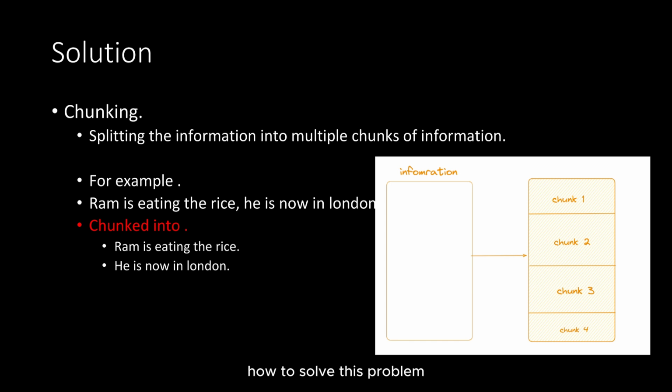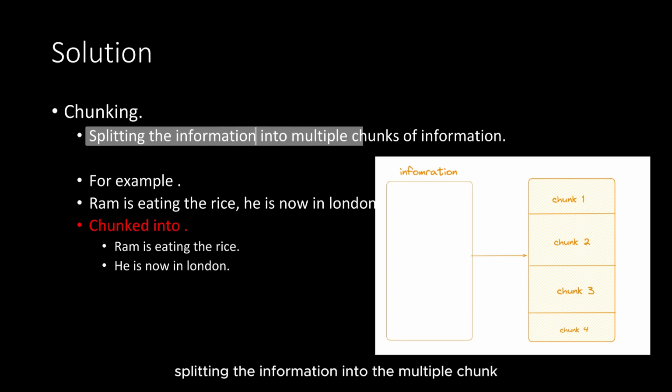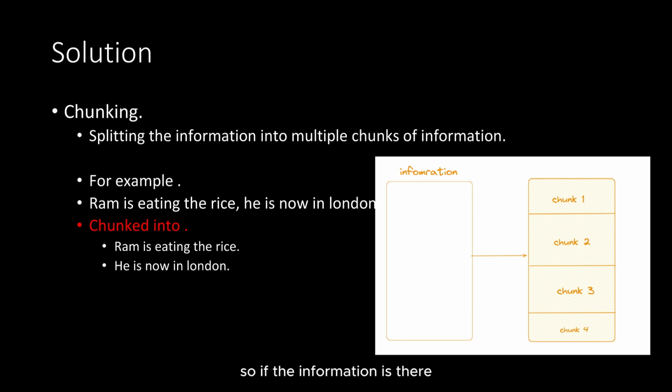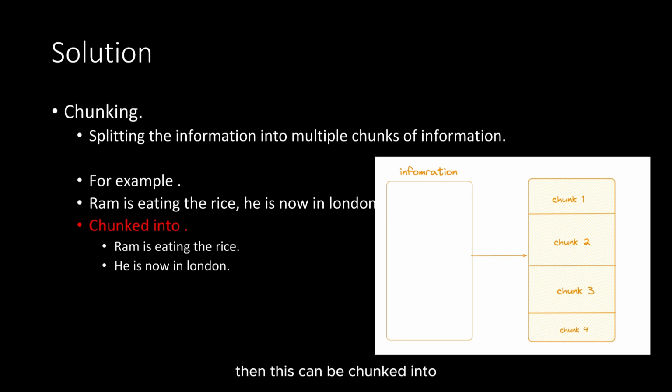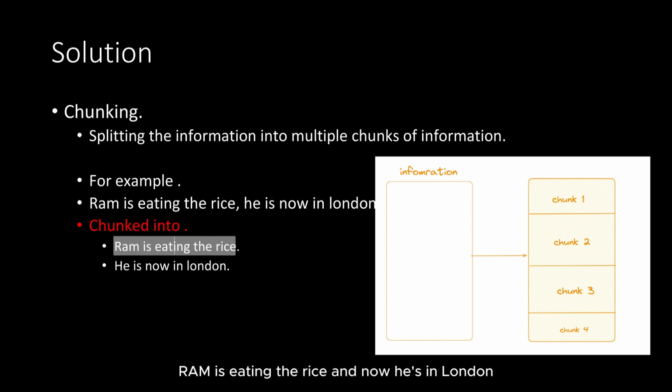Now to solve this problem, what we do is chunking. Chunking is splitting the information into multiple chunks. So if the information is there, then we split it into multiple chunks like chunk 1, chunk 2, chunk 3 and chunk 4. For example, "Ram is eating the rice, he is in London." This can be chunked into "Ram is eating the rice" and "now he is in London."